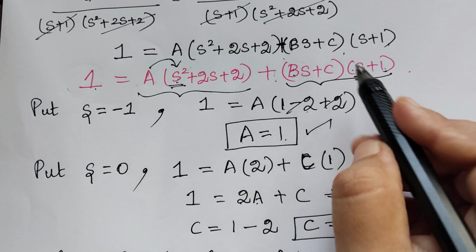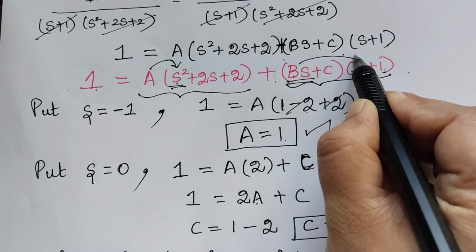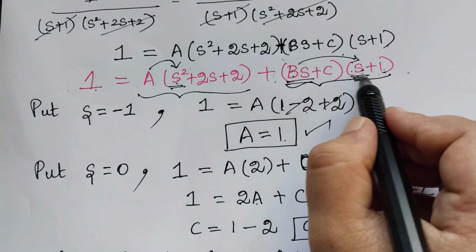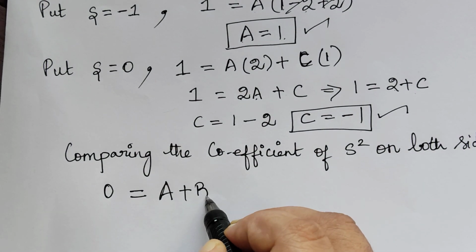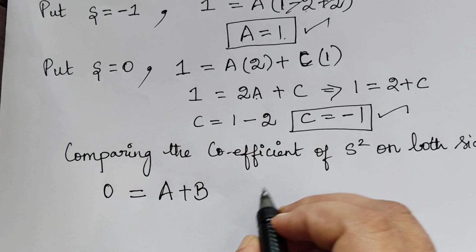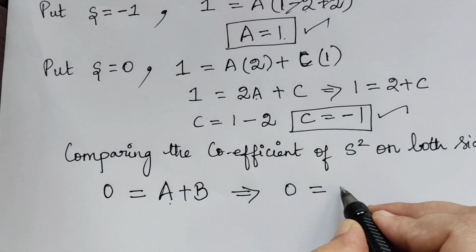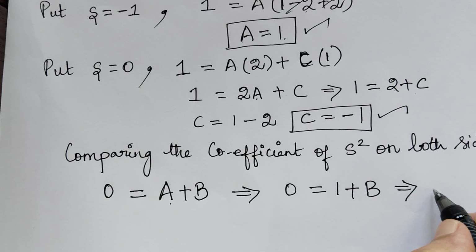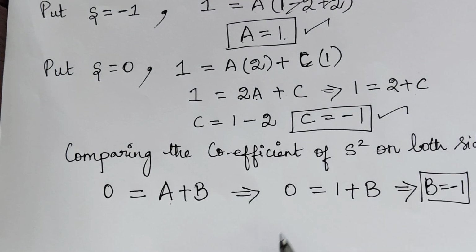So that we have only one s square term over here. Next we will move on to this. In this, the s square term will be multiplying bs with s. So this first term will be bs square, and so its coefficient will be b only. So plus b. So we get a plus b equal to 0. From this we can substitute the value of a. What is a? A is 1. So 0 is equal to 1 plus b, and from this we get the value of b is equal to minus 1. So therefore we have obtained the values of a, b and c.